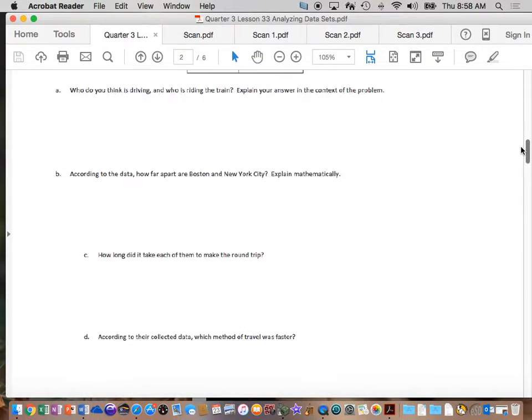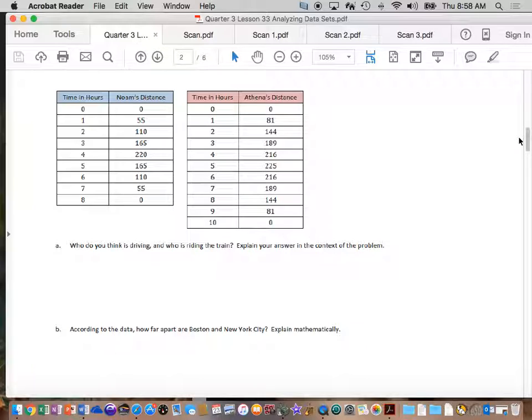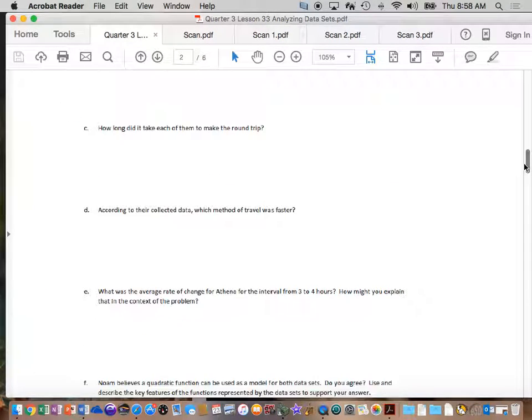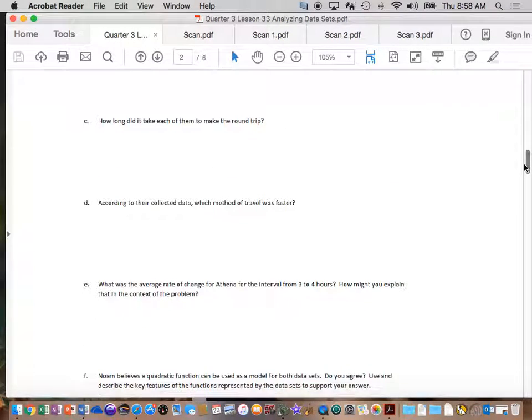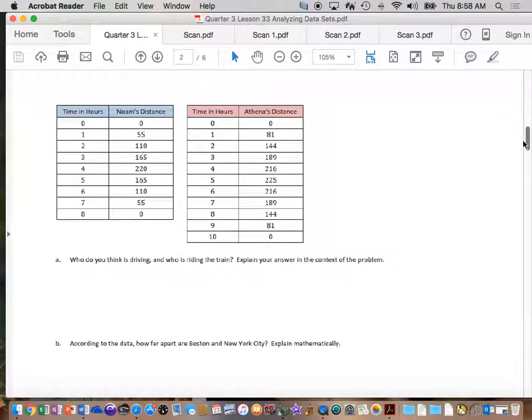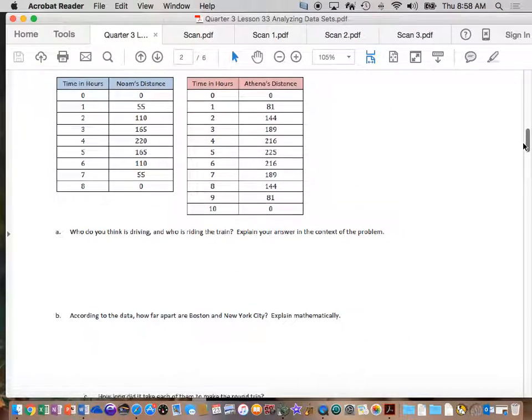How long did it take for each of them to make the round trip? How long for Noam? 8. 8 hours, good. How long for Athena? 10, very nice. All right, according to their collected data, which method of travel was faster? We don't know. Well, Noam's. That much we could say, whatever Noam did.